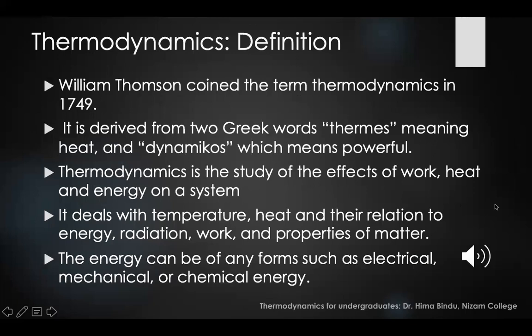Let us define the word thermodynamics. In 1749, William Thomson coined the term thermodynamics. This word was derived from two Greek words, thermis, which means heat, and dynamikos, which means powerful.